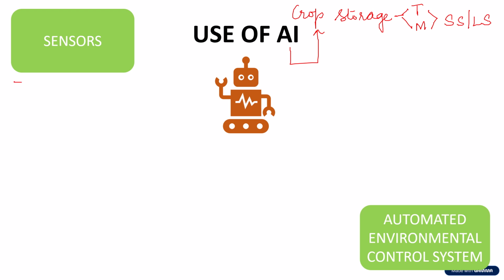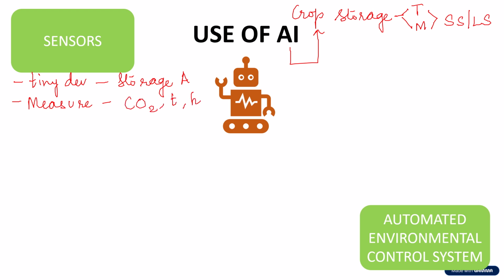Among them, the first one is sensors. It is a tiny device which is fitted in the storage area. What it is doing? It is measuring parameters such as CO2, temperature and humidity. So it is analyzing the real-time data to check if there are any abnormalities in these parameters.